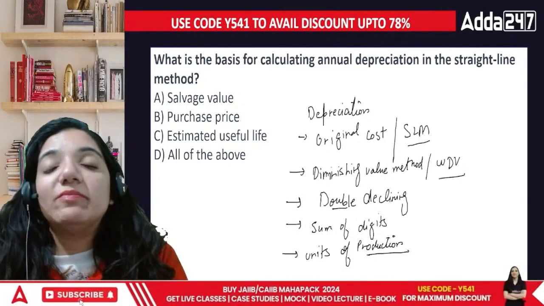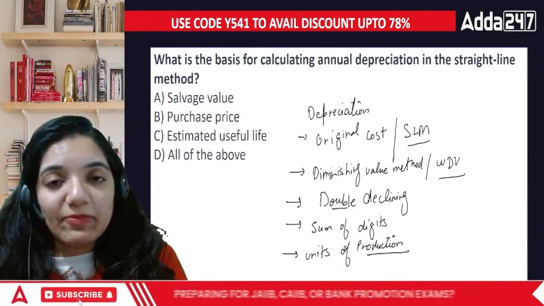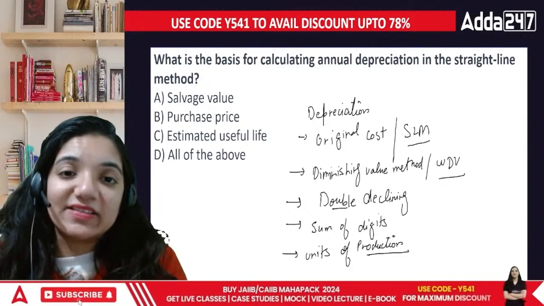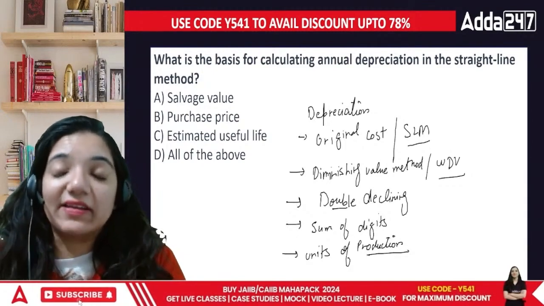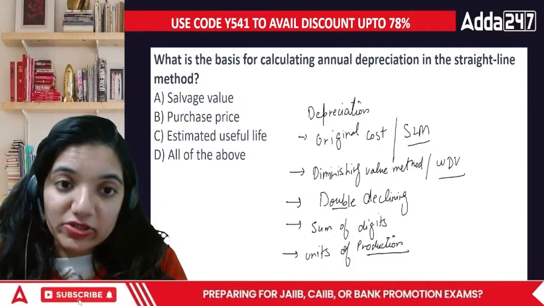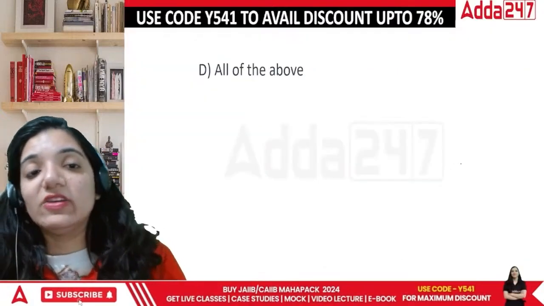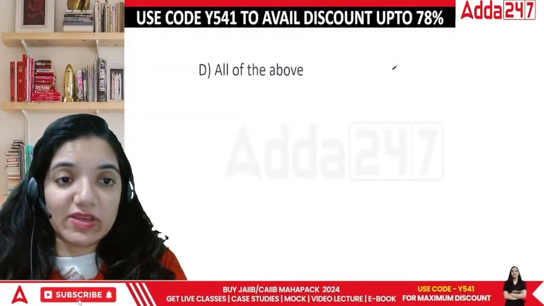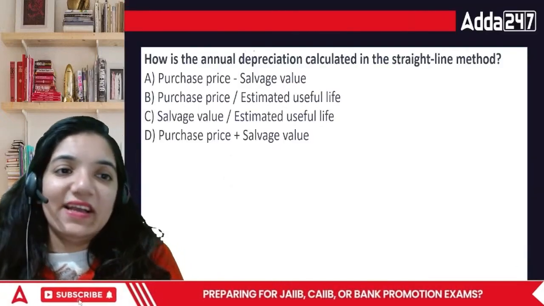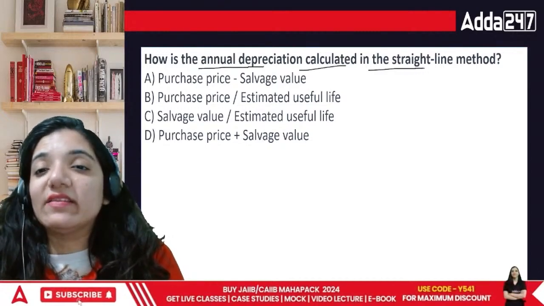When we talk about the basis for calculating the annual depreciation, the scrap value is super important. Purchase price is again super important. Then estimated useful life is again a very vital part of it. So all these things are extremely important. So what makes the answer is all of the above are super important when it comes to the area of depreciation. Acha, how is the annual depreciation calculated in the straight line method?